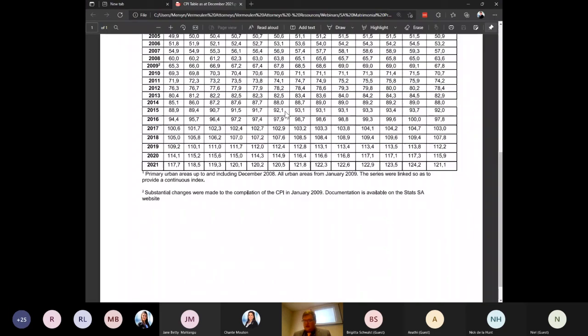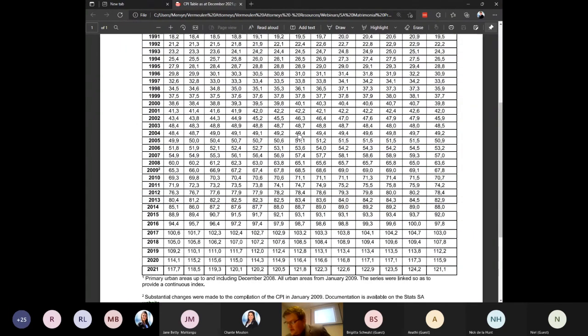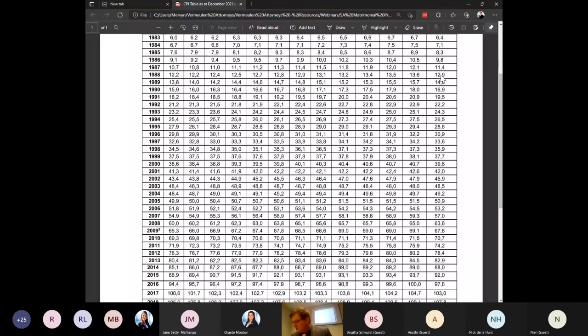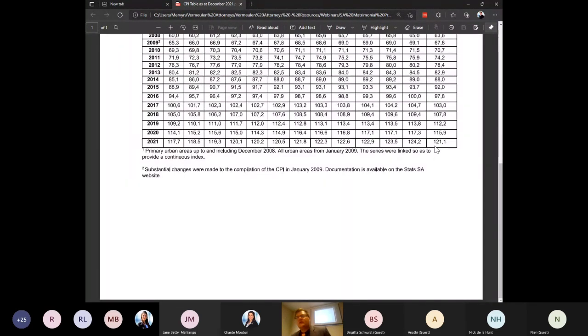So what does this table tell us? 4.30 Rand in 1980 is 92 Rand in 2015, is 121 Rand in 2021. Okay, so what are you going to do? How do you do this calculation? This table I will share with you guys. You can get it on the Stats SA website.